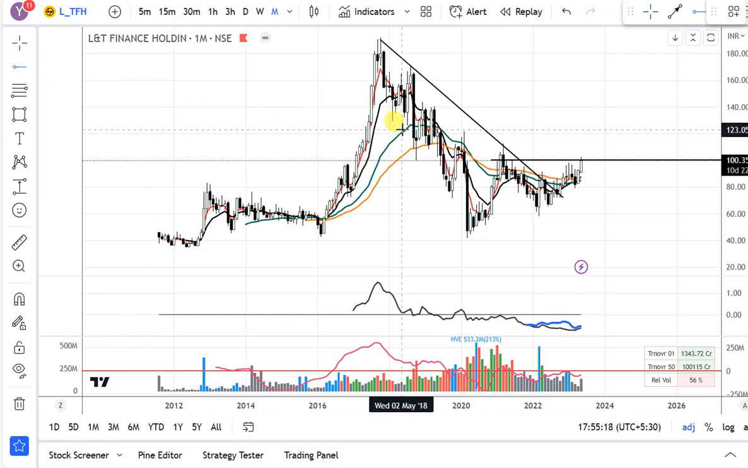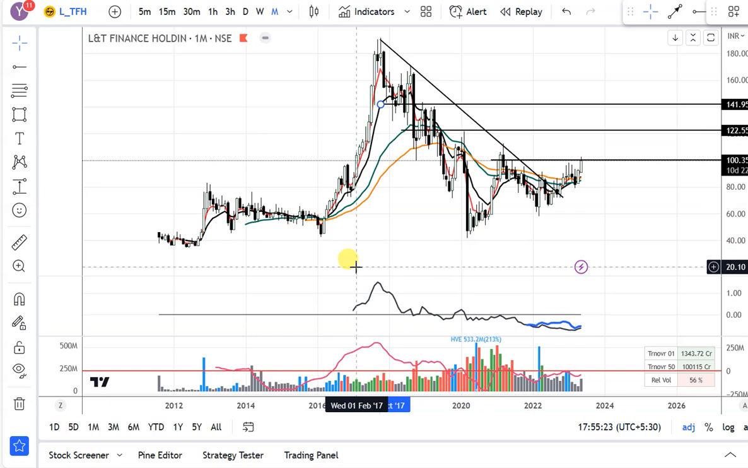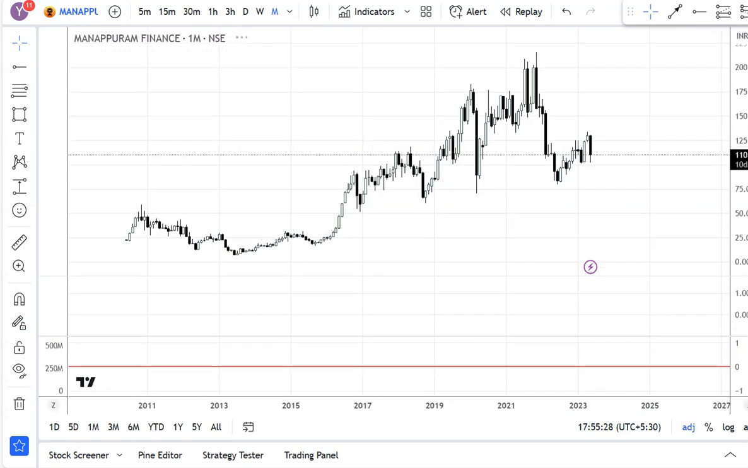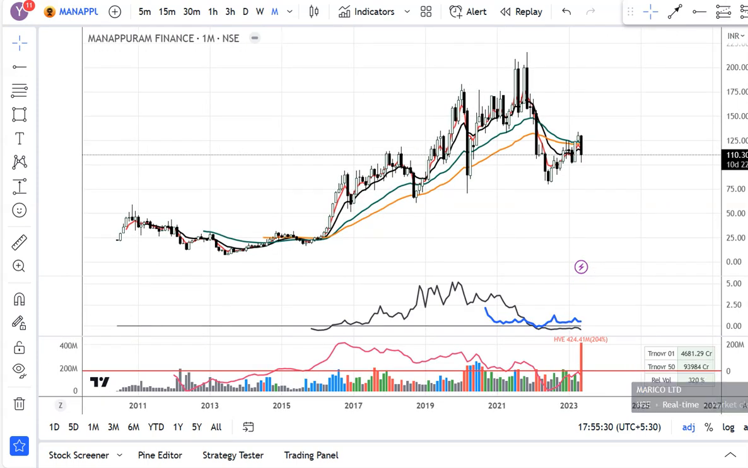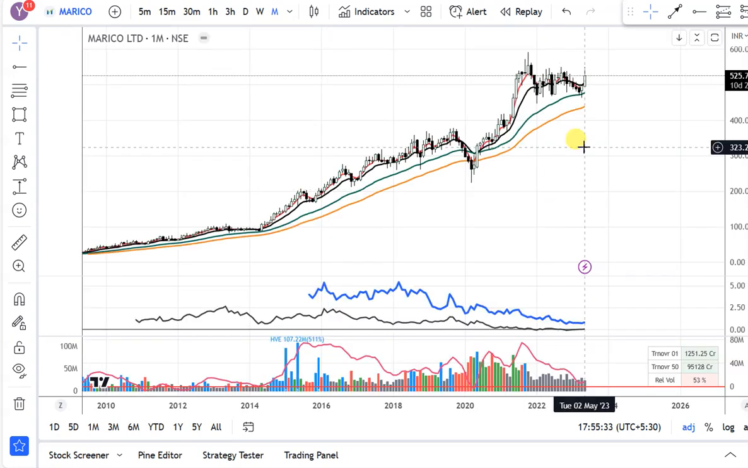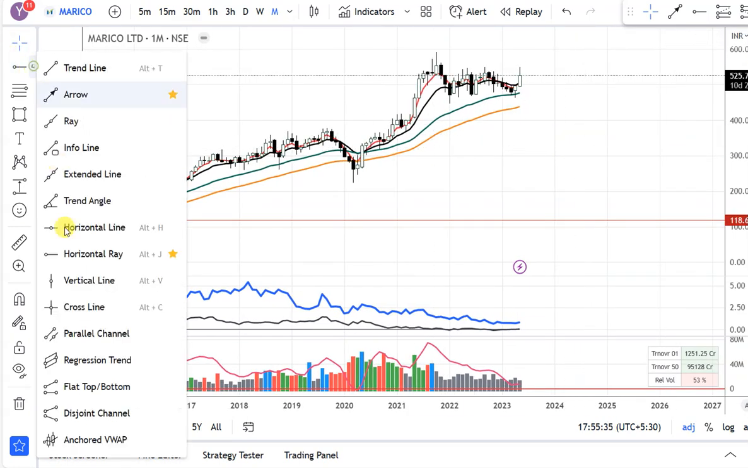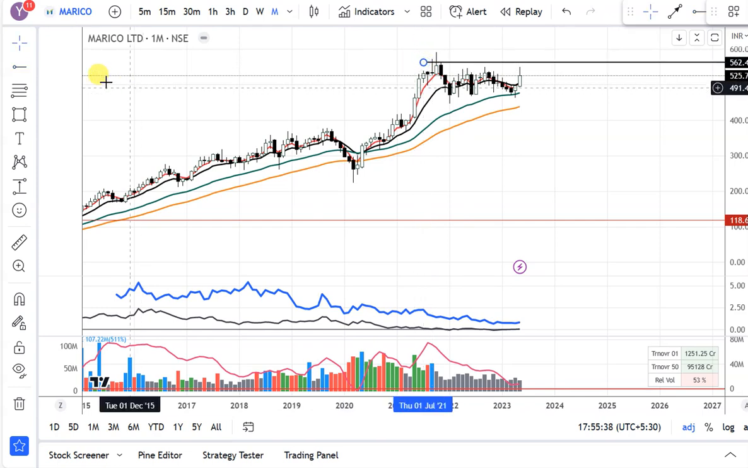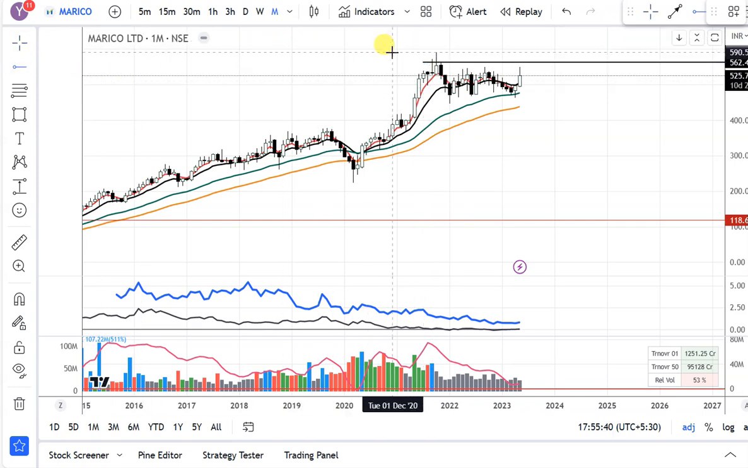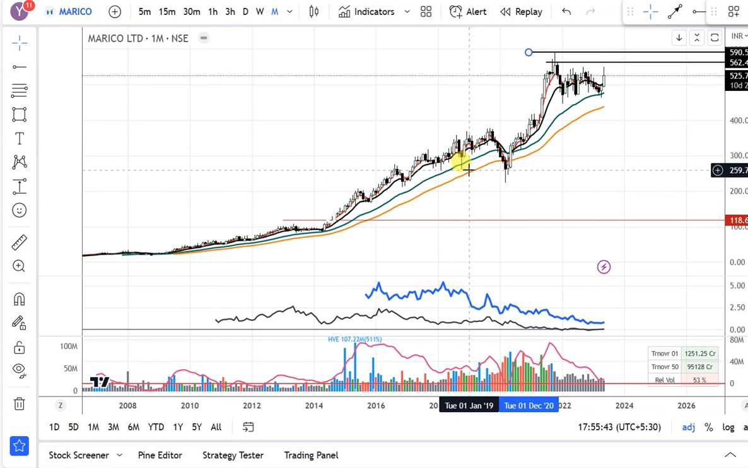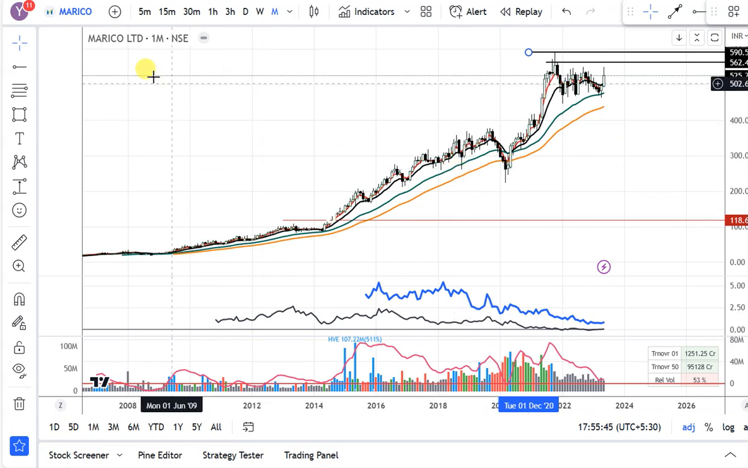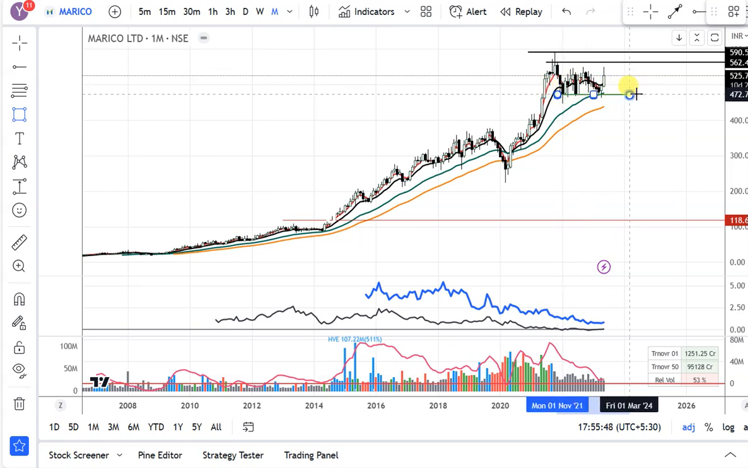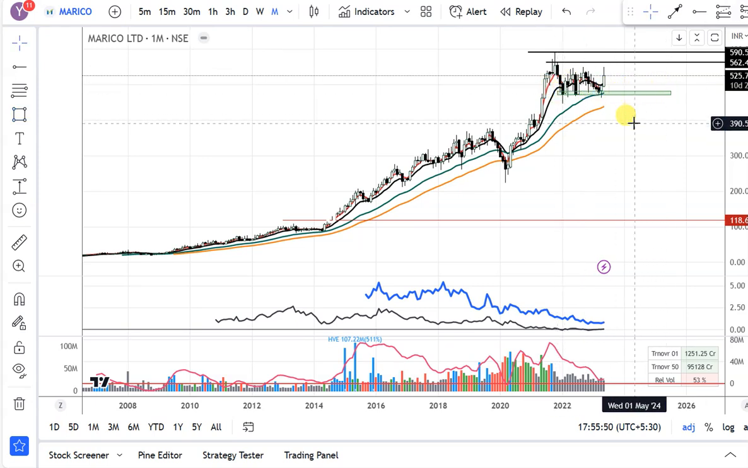Manappuram Finance, nothing at all. Marico is struggling near the all-time high in this area where the pressure has come. FMCG, as I said, is already into strength and the stock is making multiple support areas. Let us see whether this area becomes the strength or the weakness of Marico. Is this converting into distribution, or is it going to convert into accumulation? Only time will tell.